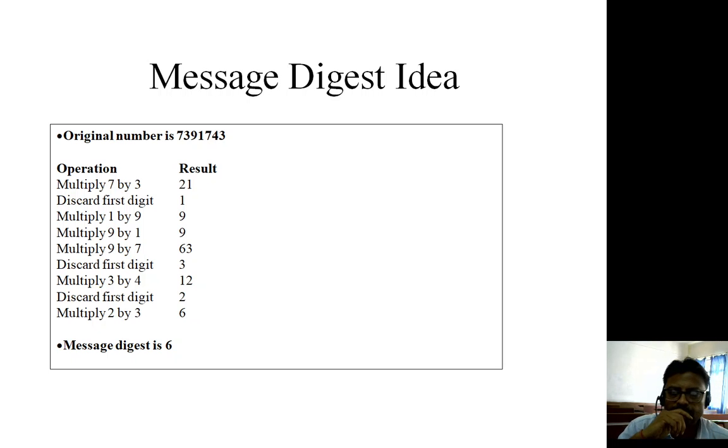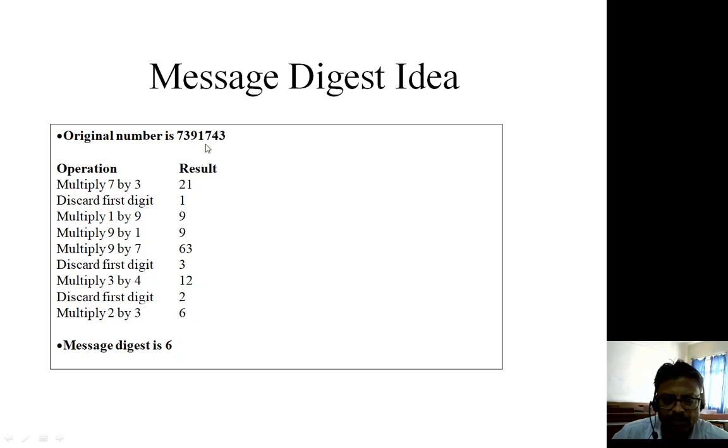Now you can understand the idea of the message digest by a simple example. Suppose the original number is 7391743. First, we multiply the first two numbers on the left-hand side. 7 times 3 is 21, so we discard the first digit and remain with 1. Then 1 is multiplied by the next number, 9, so we get 9. It is a single-digit number, so we don't discard anything. Then 9 is multiplied by the next number, 1, so it remains 9.